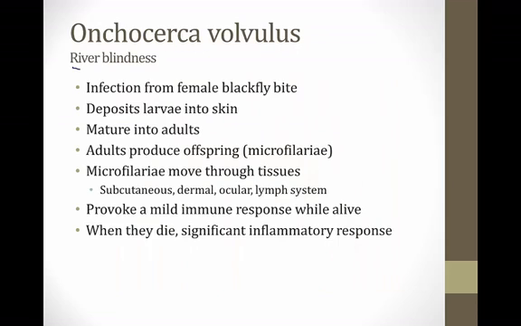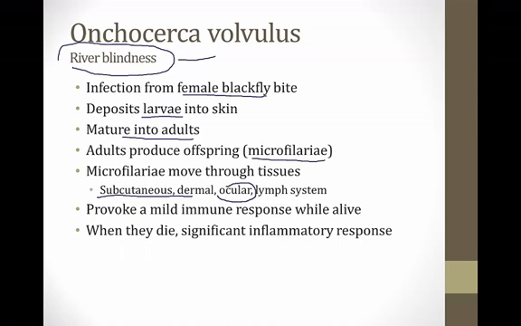Onchocerca volvulus is the cause of river blindness. You get this helminth infection from the bite of a female black fly. It deposits larvae into your skin. These larvae mature into adults, and then the adults make offspring, which are called microfilariae, and these are the problem. These microfilariae move through your tissues. They move under the skin and the subcutaneous and dermal tissues. They like to go to the eye. That's why it's called river blindness, and they also go through the lymph system. While they're alive, they provoke just a mild immune response, but when they die, this is the problem. They provoke a significant inflammatory response, and this is what causes a lot of the symptoms.